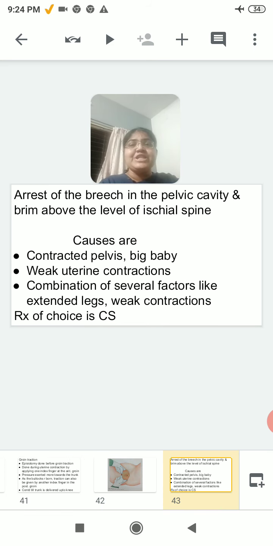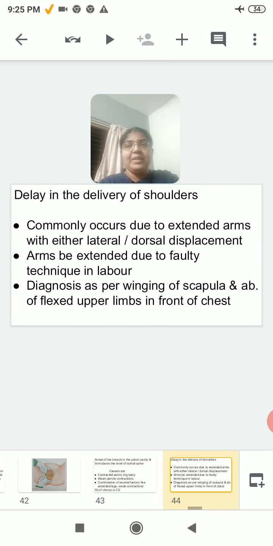Second, arrest of the breech in the pelvic cavity and brim above the level of the ischial spine. Probable causes are contracted pelvis, big baby, weak uterine contractions, or a combination of several factors like extended legs and weak contractions. The treatment of choice is cesarean section. Because contractions are weak and the pelvis is contracted, there is no scope of having a vaginal birth. So you have to go for cesarean section.